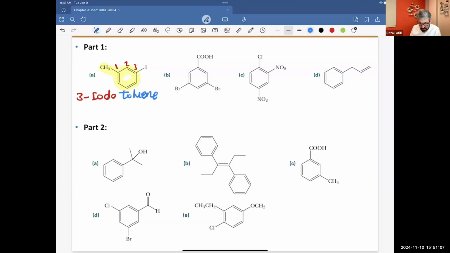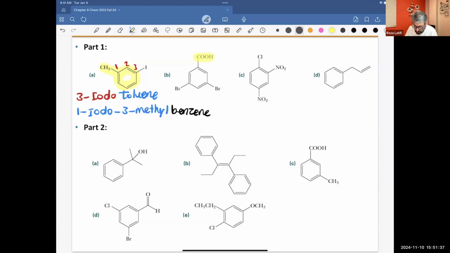Or you can say 1-iodo-3-methyl, and then end the name with benzene. Okay, so we have two ways to name that compound. Now I'm going to try to highlight all the functional groups and the main parent, technically the common name that you should use.